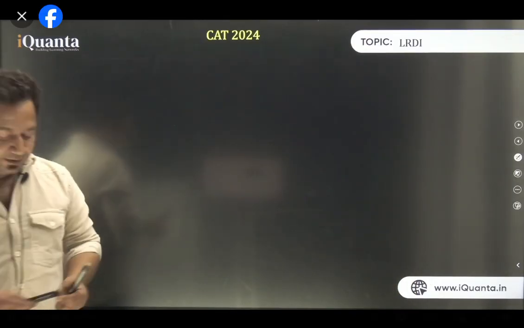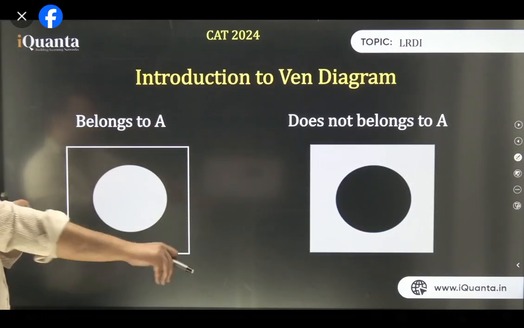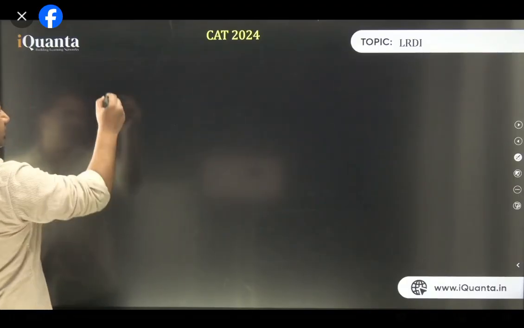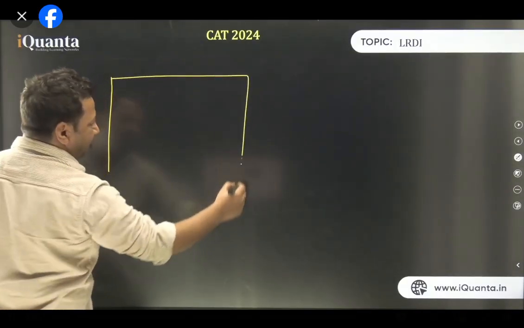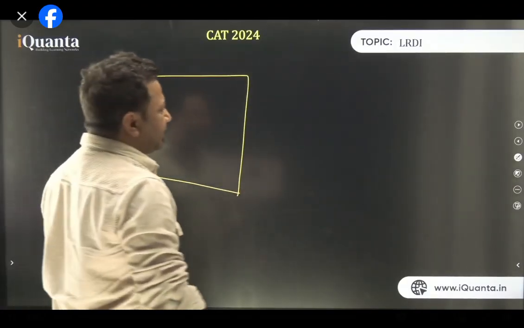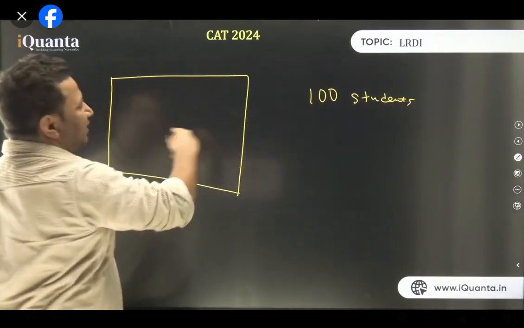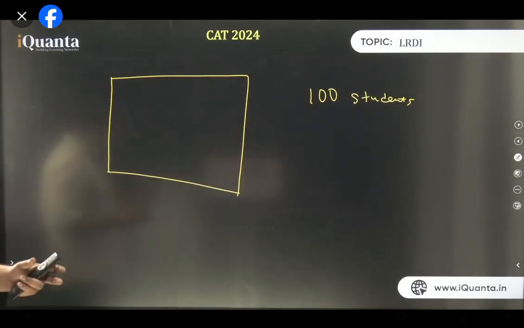Okay, so today we'll be doing Venn diagrams, the first part. Here we have visual interpretation. By the way, how is a Venn diagram made? Let's say there are 100 students in a class. Then this rectangle will represent all the 100 students.